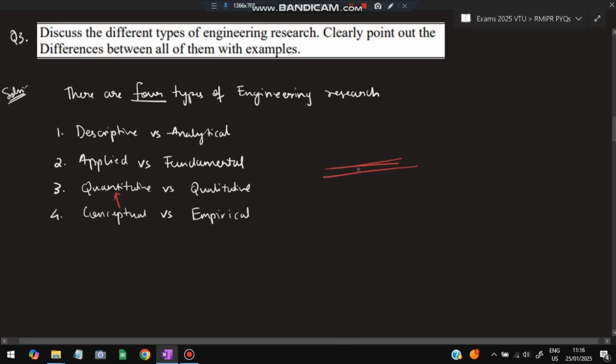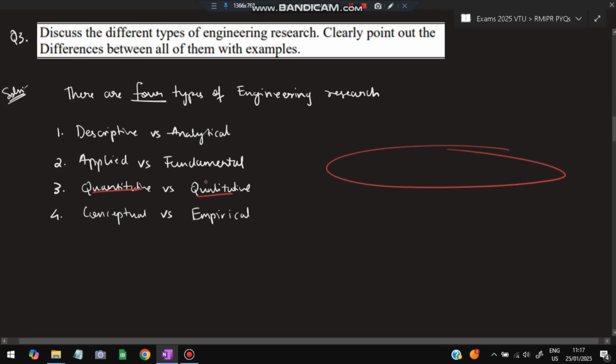Suppose there is a bridge here. We are testing how much the bridge can handle, we are putting more stress on it, we are actually doing it and getting to know. That's why it is called quantitative. We are testing it on multiple bridges. Whenever quantity is involved in the testing, that is called quantitative.